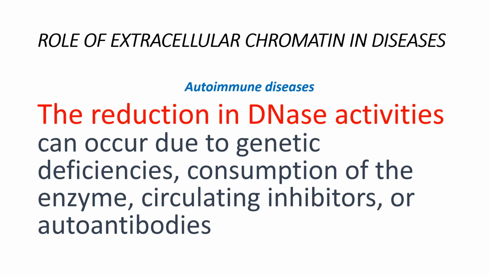The reduction in DNase activities can occur due to genetic deficiencies or consumption of the enzyme, or the presence of circulating inhibitors or autoantibodies that impair the function of DNase, as observed in patients with sporadic systemic lupus erythematosus. Consequently, strategies aimed at prevention of NET formation through the use of inhibitors, or promoting NET degradation by introducing DNases, represent potential therapeutic approaches for the management of chronic autoimmune diseases driven by NETs.